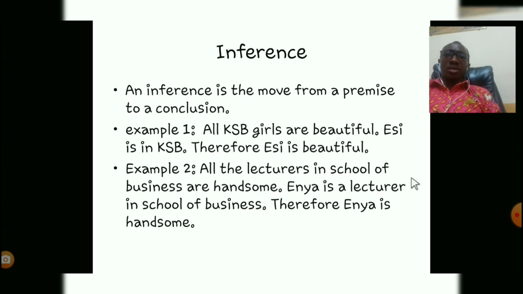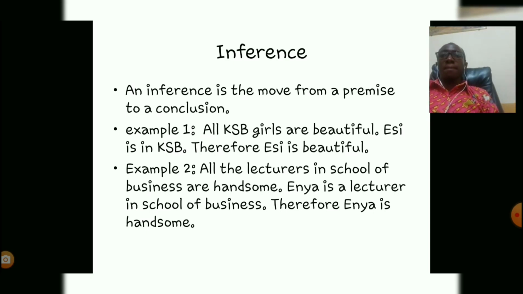Then we go to inference. Critical thinking is all about inference or inferences. Now, an inference is the move from a premise to a conclusion. I take it again. An inference is the move from a premise to a conclusion. The moment you're able to look at the premise of an argument and determine its conclusion, you are making an inference. You are inferring. Now, let's do one or two inferences to see how it is done. We normally do it all the time.